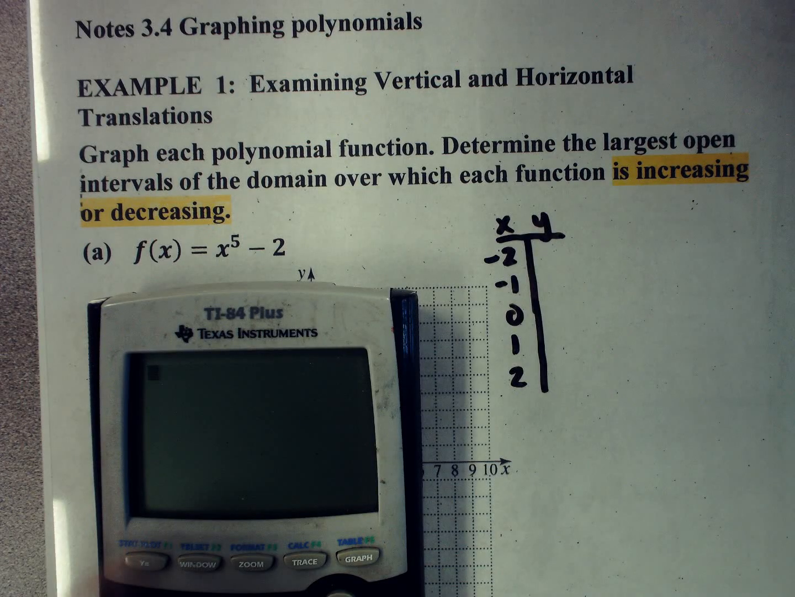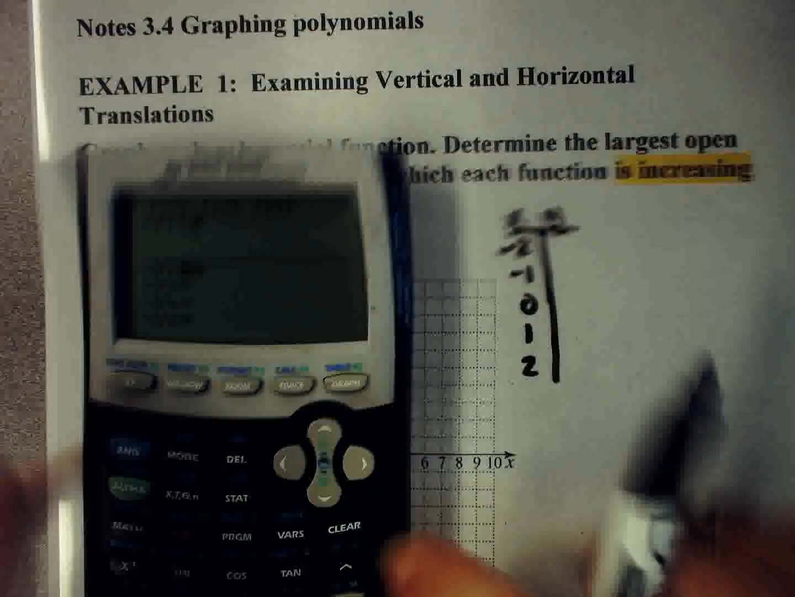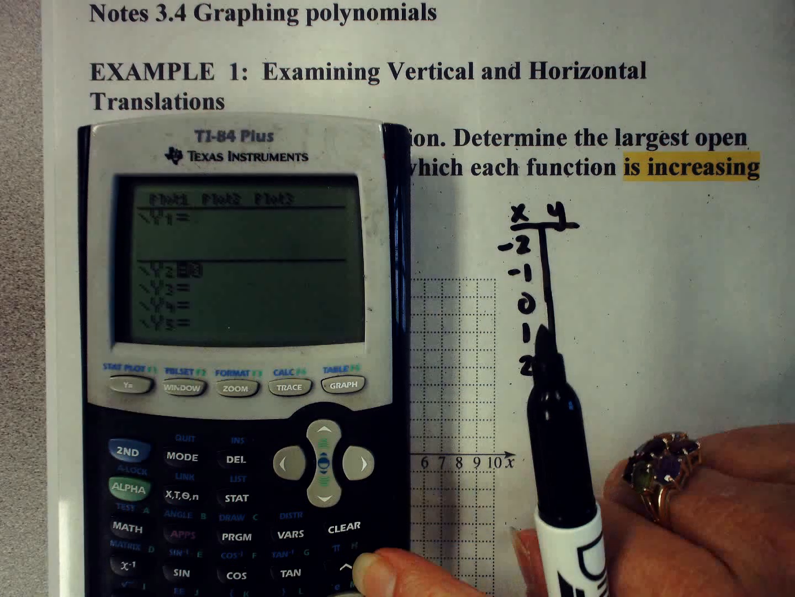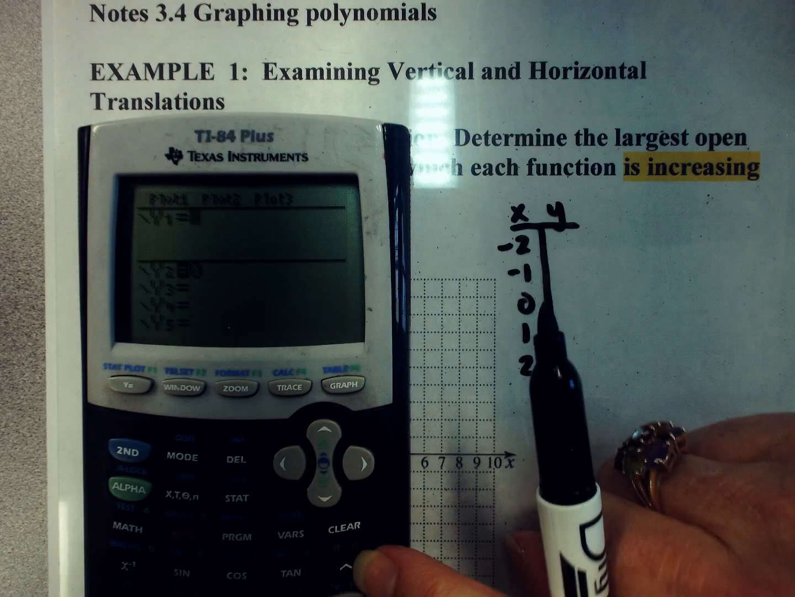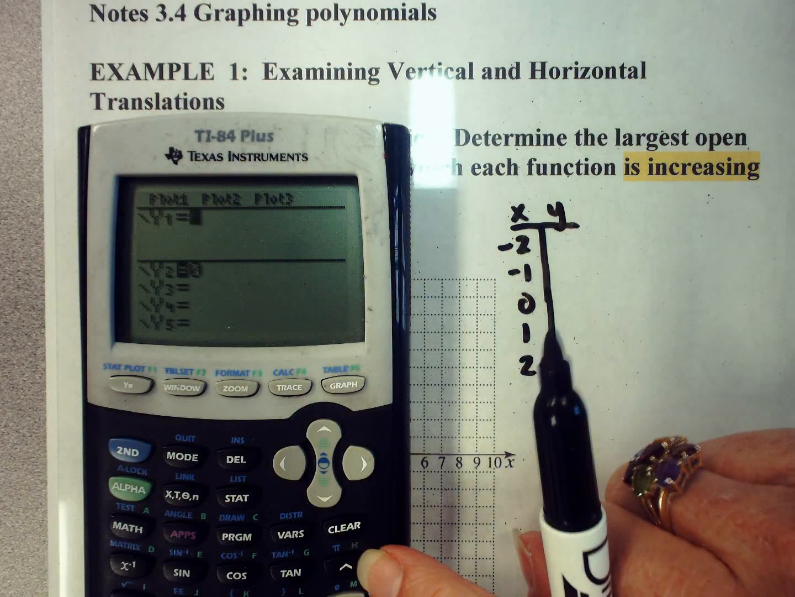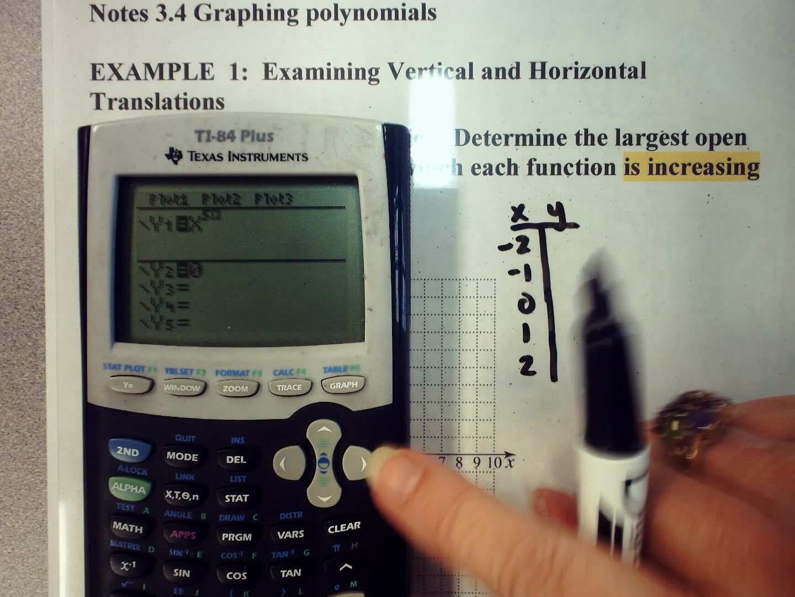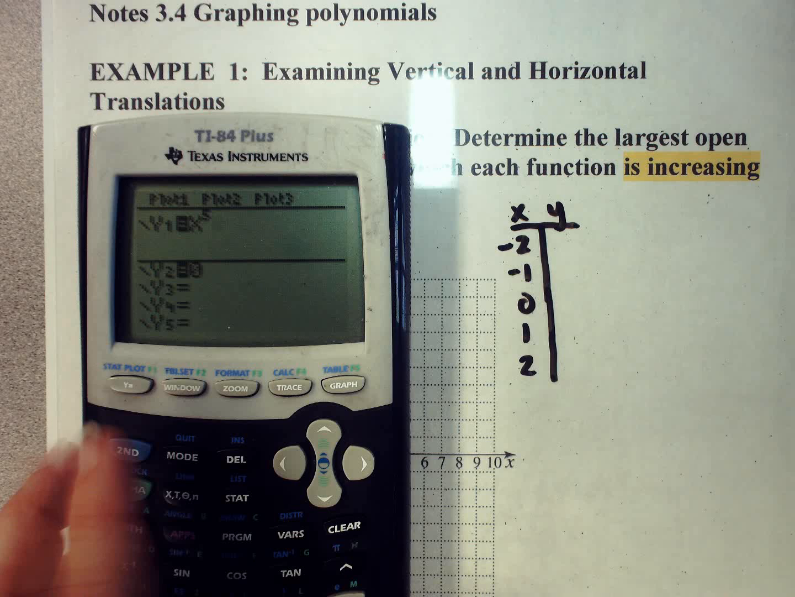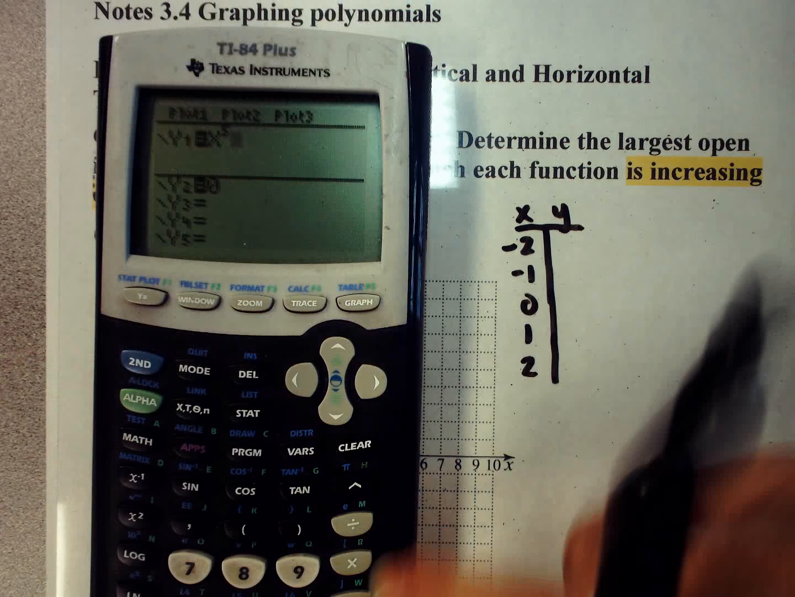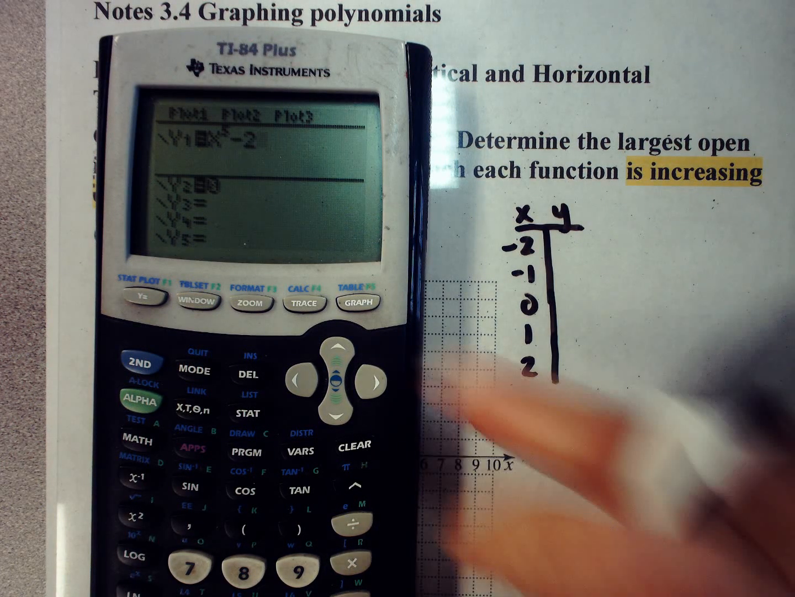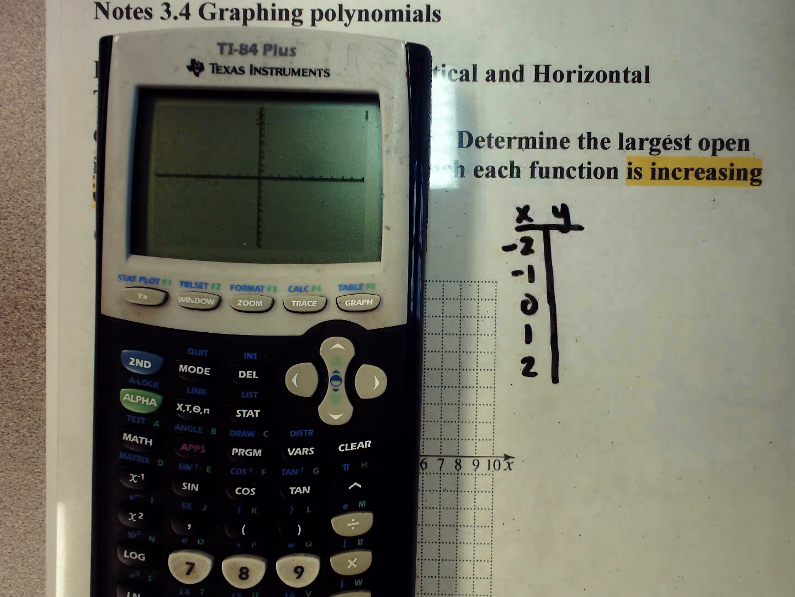So go to y equals. Now, there's a little caret button right here that will help you raise it to anything that you want as far as the exponent goes. So if I want to go x, then raised to the 5th power, then I have to arrow out of that, and then minus 2 on the end. Now, you can push graph, and this is what it'll look like.